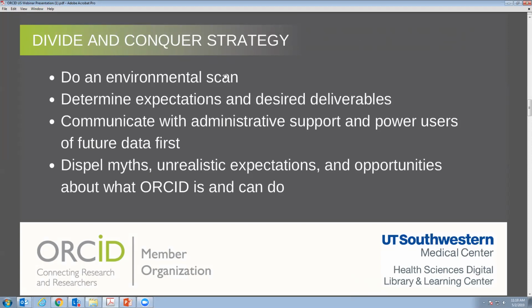So first we needed to do an environmental scan. I was really naive about what the integration would take, so I had to learn really quickly about what things were available on our campus, what we needed to do, what we were going to have challenges with, and then determine the expectations and desired deliverables. What things could IR's data warehouse provide for us? What would be a reasonable expectation for the education administrators of the medical school or the graduate school? What kind of support could they bring in terms of enrollment in ORCID? Is it really a sustainable process and things like that?